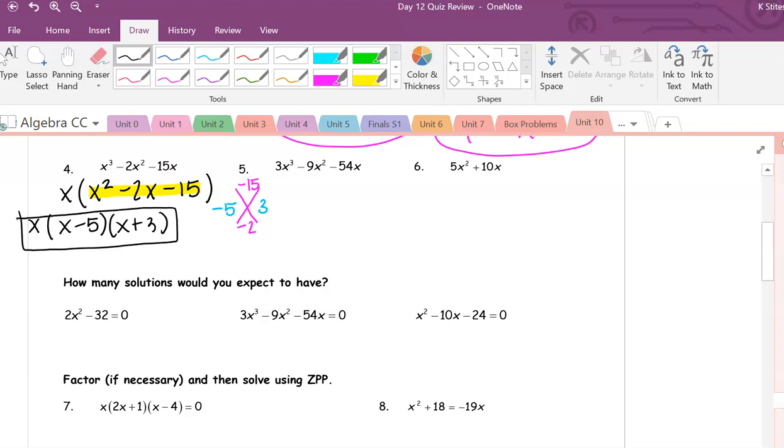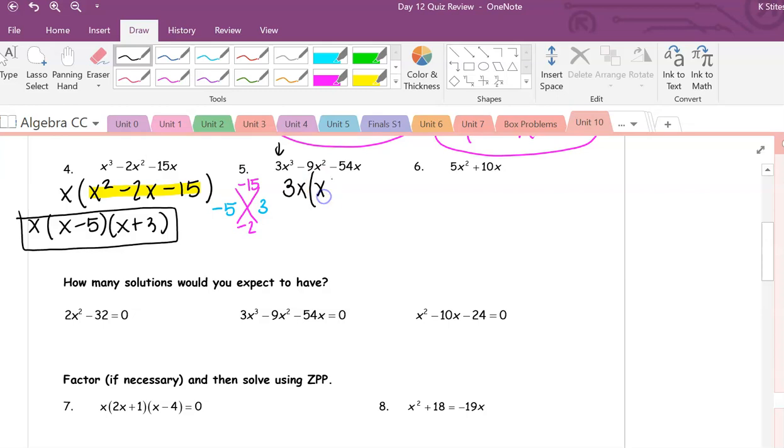Now, number 5 has 2 issues. It still has, everybody has an extra x, just like in number 4. But you also have this 3 out front. So we're going to have to divide that 3 out as well. A 3 and the extra x. Okay, so we're dividing our terms by 3, and we're taking away that extra x.